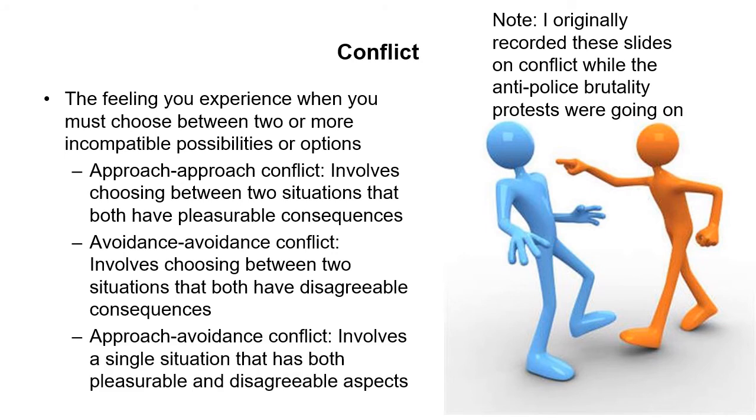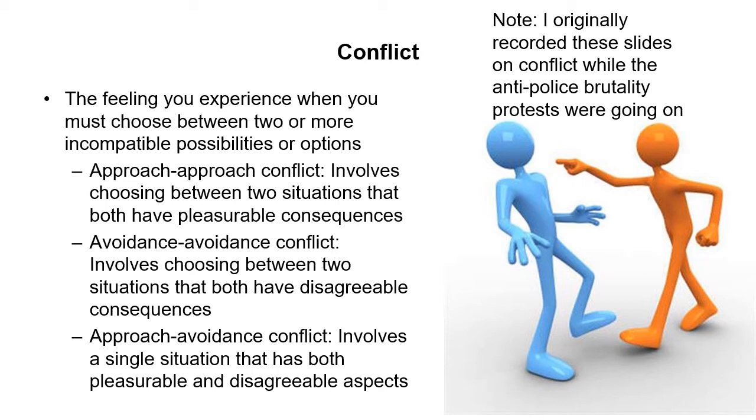And the final is approach-avoidance, and this one's a bit more difficult to explain. I'm not going to go into it too much, but this is basically a situation where, and this is actually more likely to be real life, you've got both good and bad things for both choices. It's not just that you have to choose between cake and ice cream, or, for avoidance, between going to jail or paying a fine.